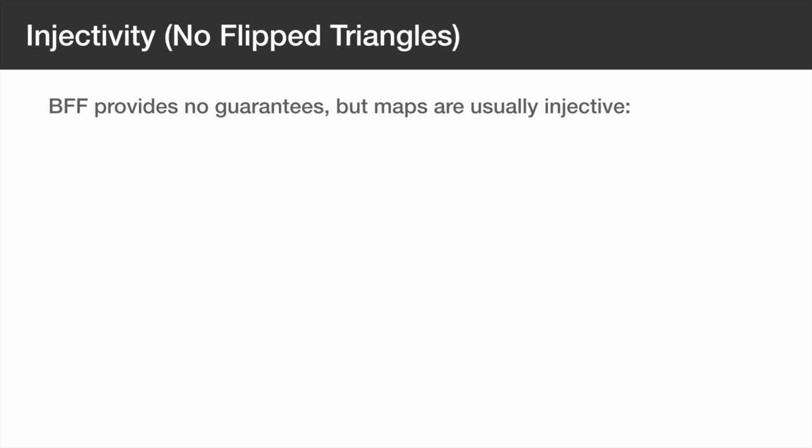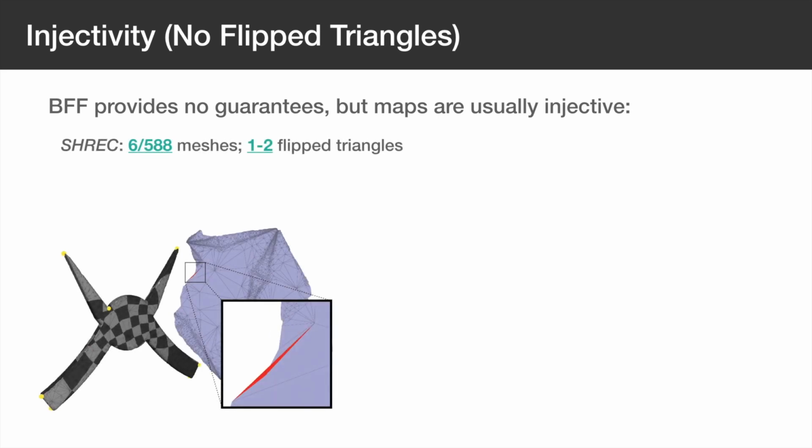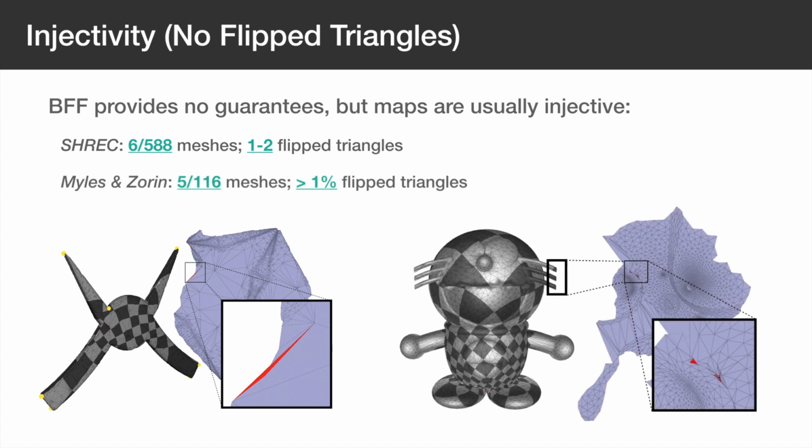Now, injectivity is a topic that's attracted a lot of attention in the community recently. Unfortunately, BFF provides no guarantees here, other than strong empirical evidence showing that maps are usually injective. For example, on the Shrek 2011 dataset, only 6 out of 600 meshes had 1 to 2 flipped triangles each. On the more difficult Miles and Zorin dataset, only 5 meshes had more than 1% of the triangles flipped. In fact, these figures from the datasets are highly representative of the few rare cases where we do observe flipped triangles.